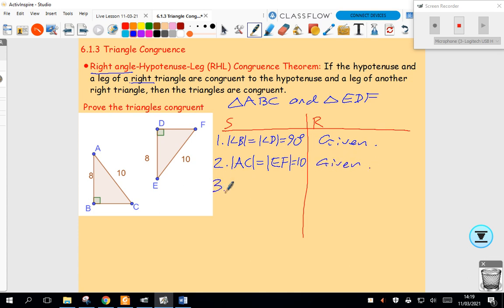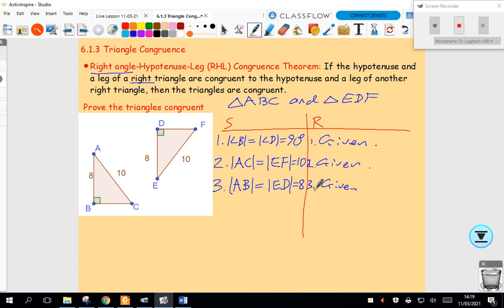And statement number 3 is that AB, the side AB in that first triangle, the side running from A to B, that length, is equal to, well, I have to call this E to D. And we know that's 8. And again, that's given. I should be numbering my reasons as well.